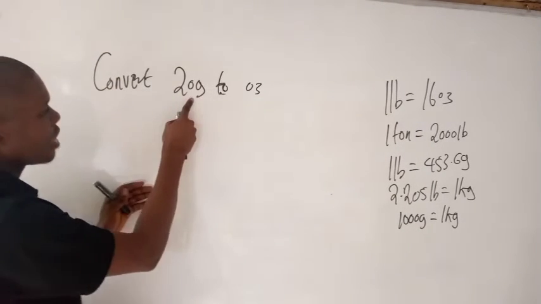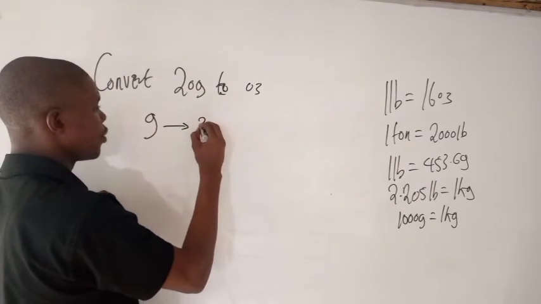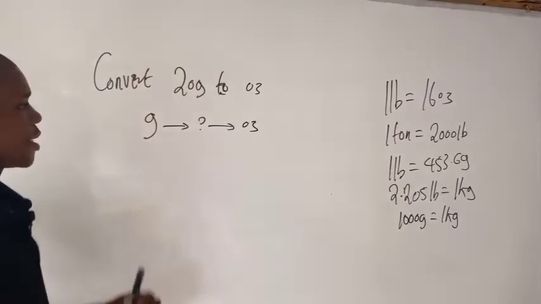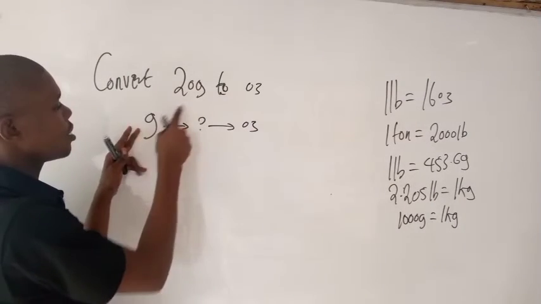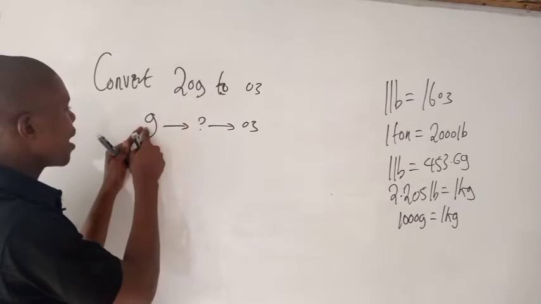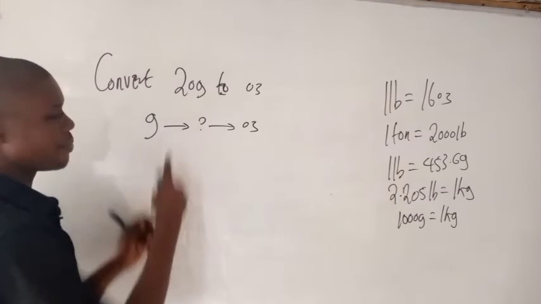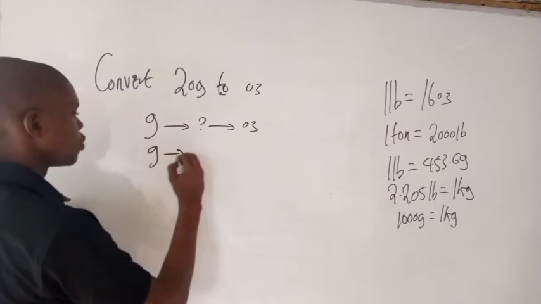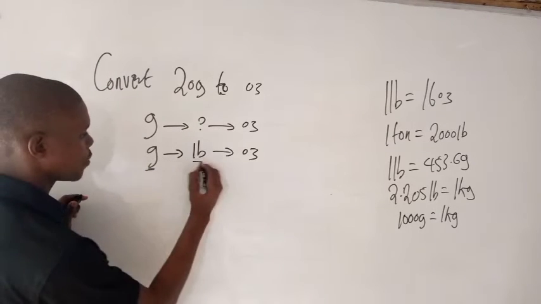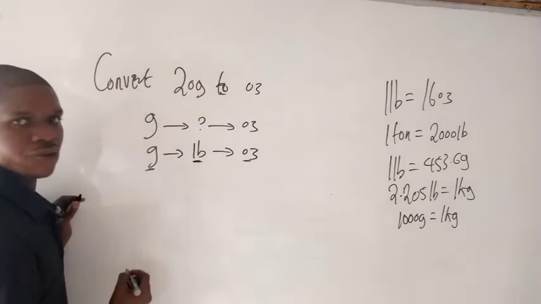Now, for you to convert from gram to ounce, for gram you need to get to a unit first before you get to ounce. Because there's no direct relation between gram and ounce, what you have to do is find where you can convert gram to before you get to ounce. Of course, that is going to be pounds. If you can convert from gram to pounds, then you can get to ounce. Now, there's a relation between gram and pounds, right? And the relation between pounds and ounce.